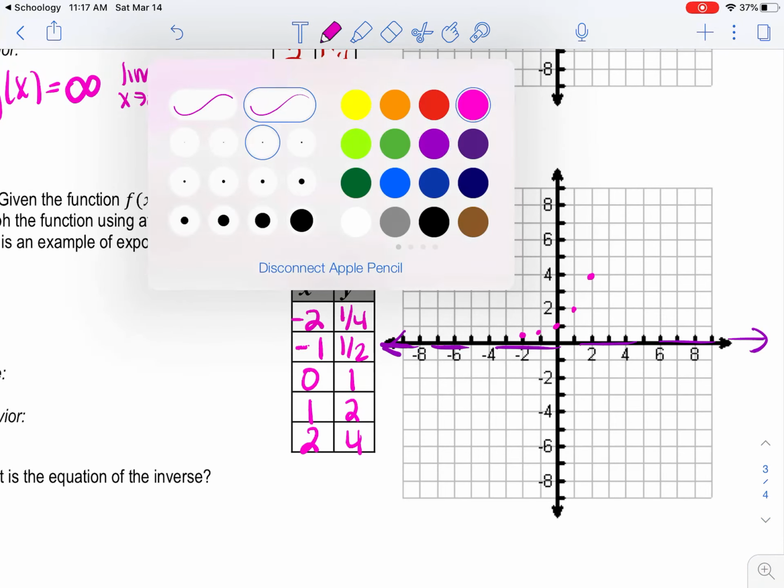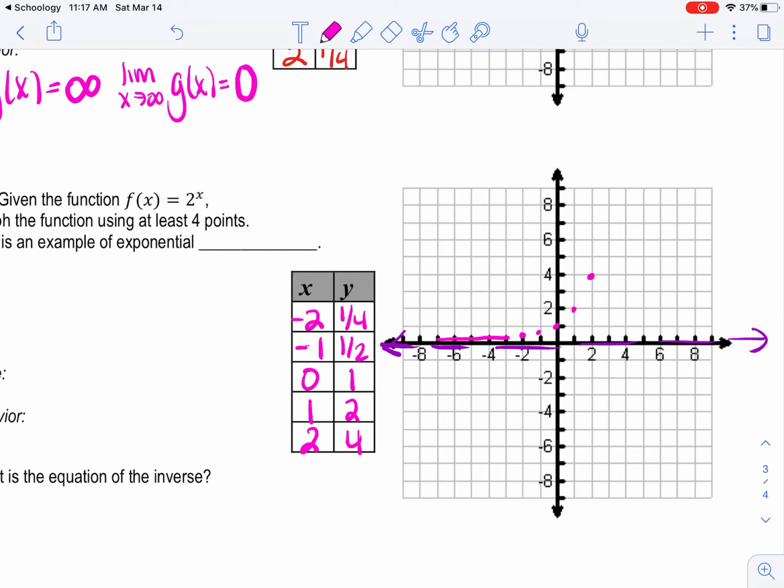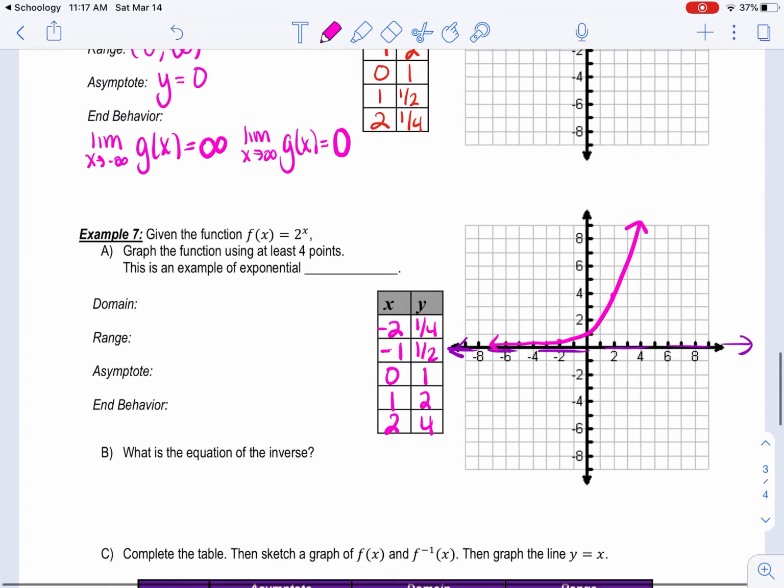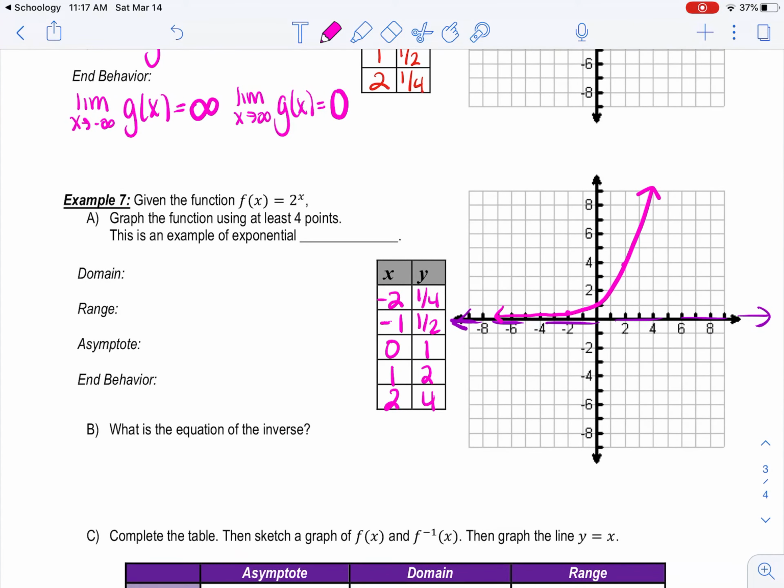And then I'll go ahead and make the rest of my graph, the rest of the values that go in line with it, and get really close to the x-axis there, but never touch it. This is an example of exponential growth. If you look from the left to the right, the values are skyrocketing here.